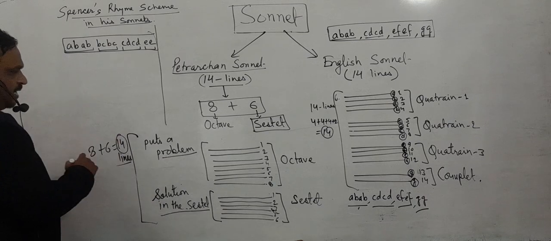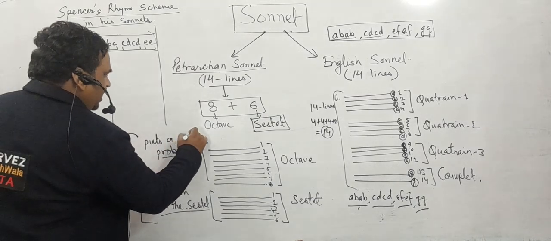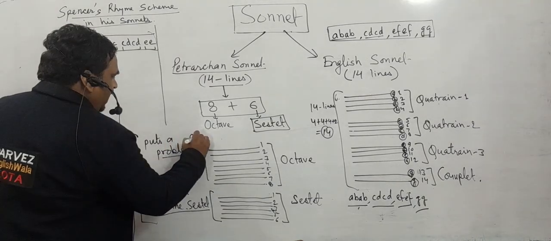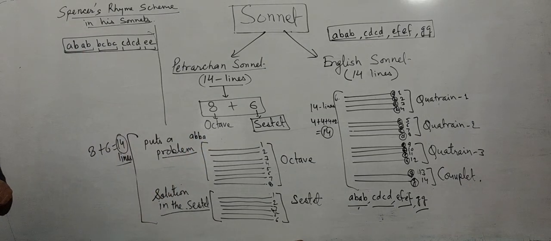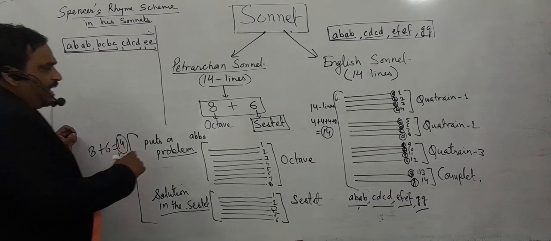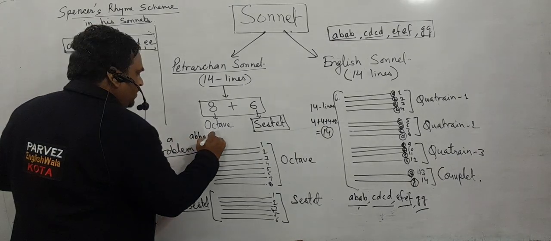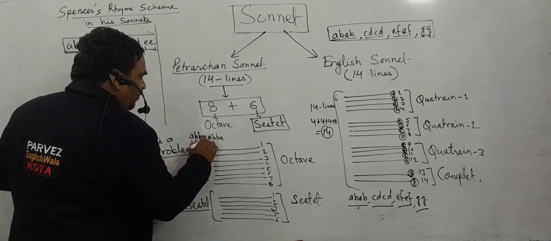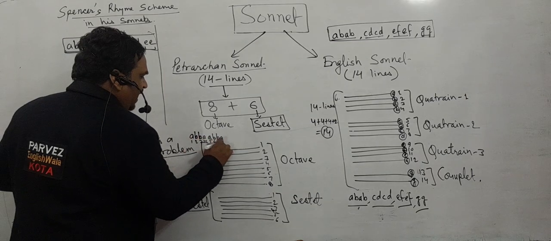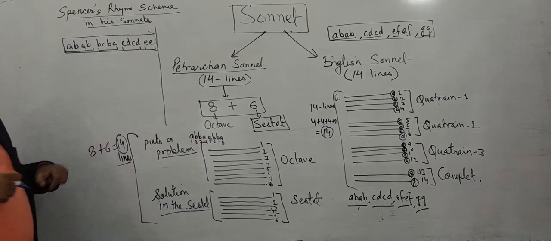So this is the rhyme scheme. You may say here, let me write down here, A, B, B, A. What is the rhyme scheme here? A, B, B, A. So there is a great difference here, and again we may say A, B, B, A. So 1, 2, 3, 4, 5, 6, 7, 8. A, B, B, A, A, B, B, A.